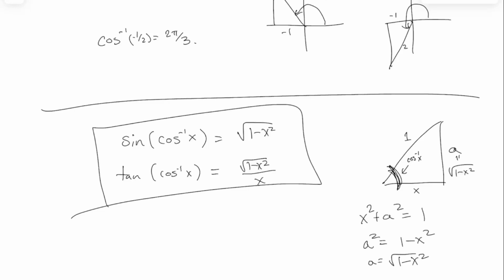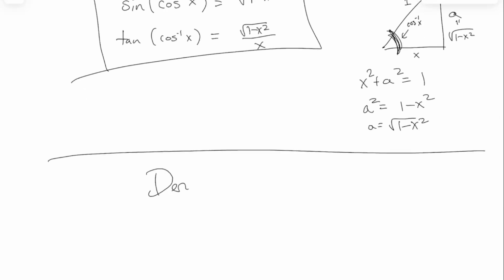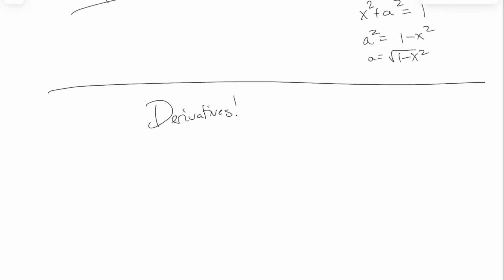Great. Can we talk about derivatives of the inverse sine and inverse cosine? Derivatives. Of course, everybody knows the derivative of sine is cosine, and the derivative of cosine is negative sine. Does that mean the derivative of inverse sine is inverse cosine? The answer is no, not remotely. It's not even close, actually. The derivative of inverse sine is something completely different. But we can still work this out.